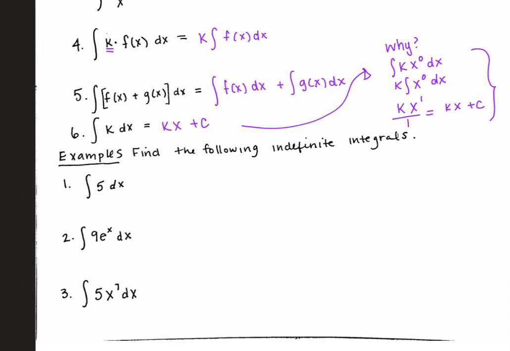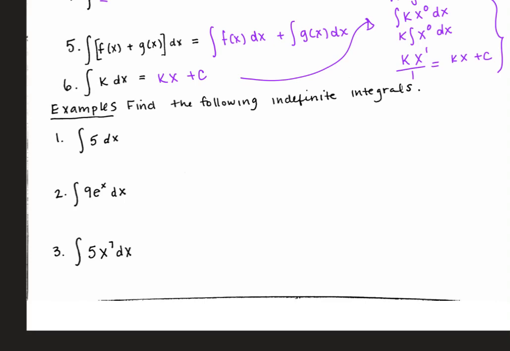Let's look at these examples here. The first one, the integral of 5. So that's just a constant. So that's going to be 5x plus c. The next one has a constant out front. So I'm going to take the 9 out. And then the integral of e to the x is e to the x. So the 9 is still there. And then I take the integral, so the integral symbol goes away, plus c.